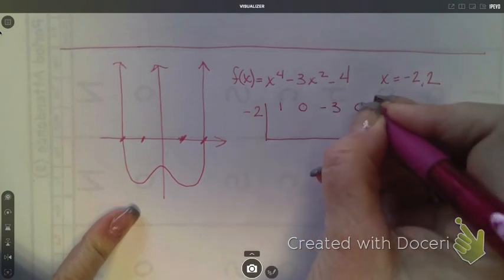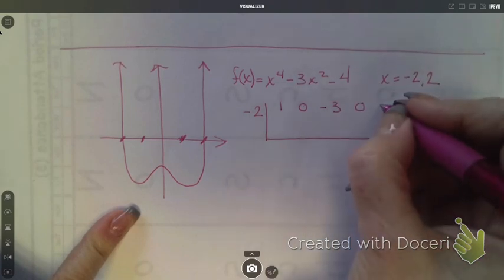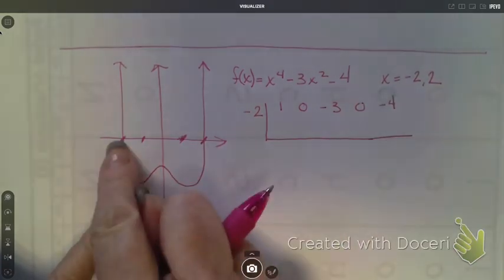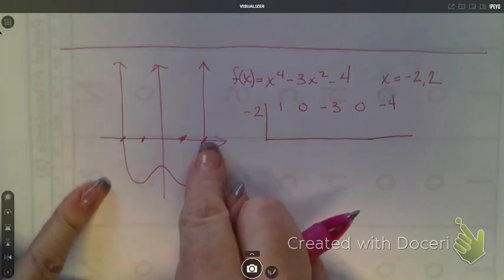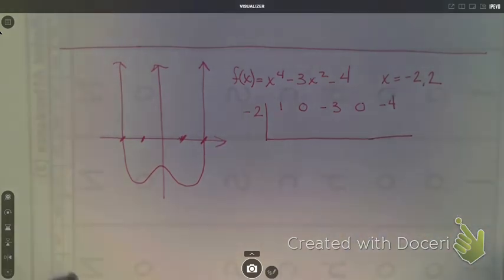Why a 0 again? Because there's a missing x, right? And then -4. Since we know from the picture that -2 and 2 are zeros, what better our remainder be? 0. So you do it and I'll do it. You better get a remainder of 0, right?